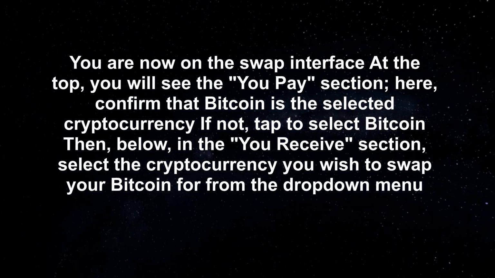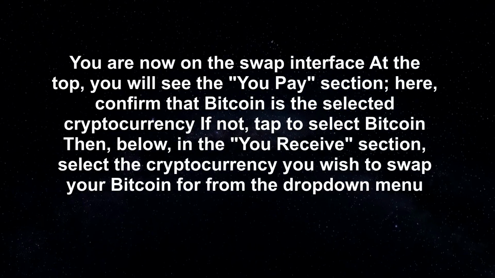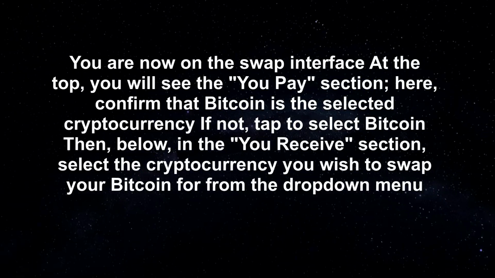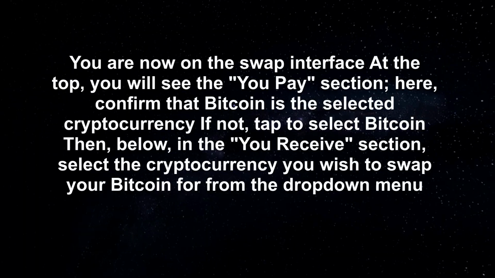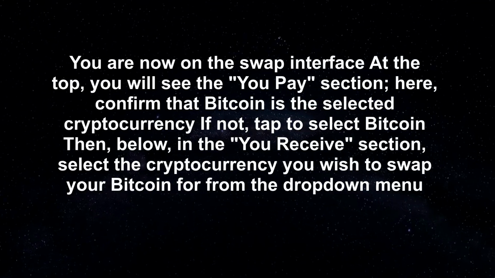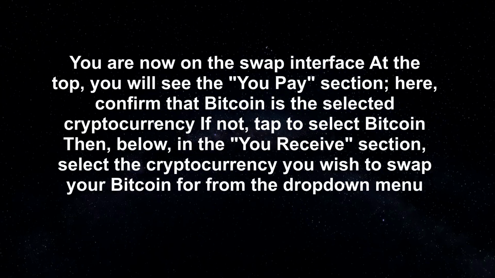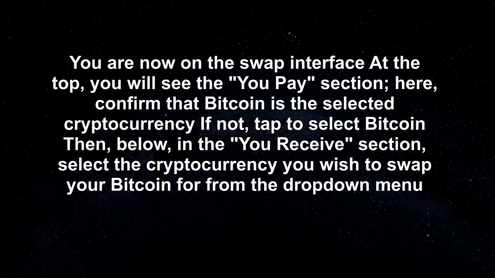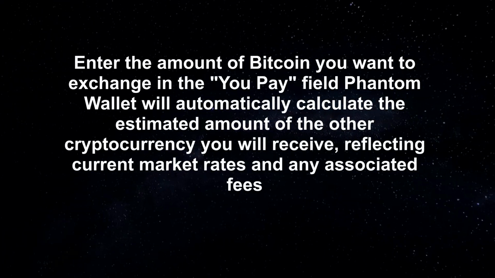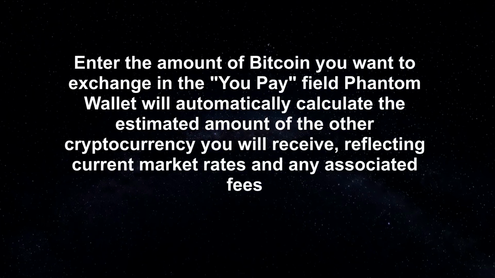At the top, you will see the You Pay section. Here, confirm that Bitcoin is the selected cryptocurrency. If not, tap to select Bitcoin. Then, below, in the You Receive section, select the cryptocurrency you wish to swap your Bitcoin for from the drop-down menu. Enter the amount of Bitcoin you want to exchange in the You Pay field.